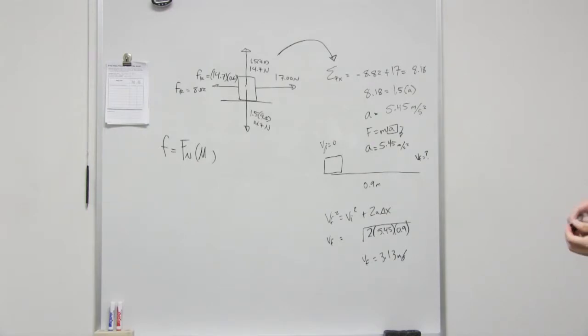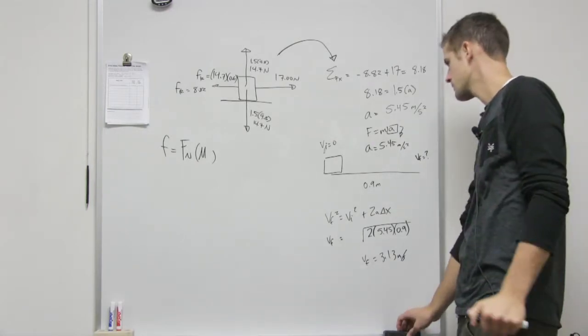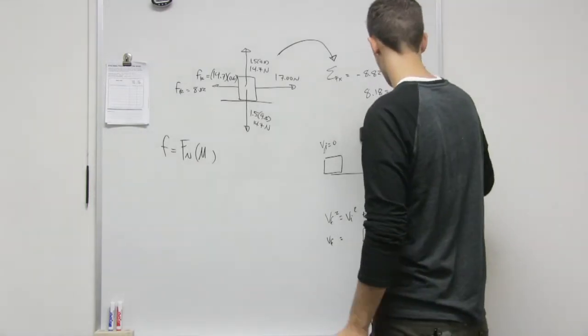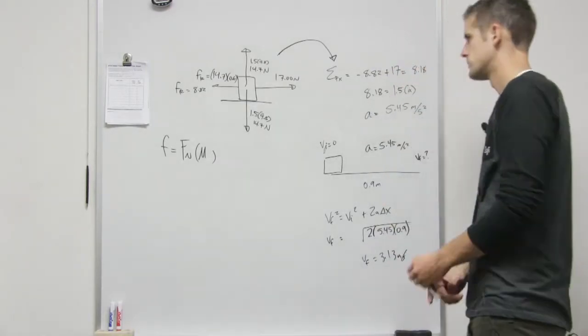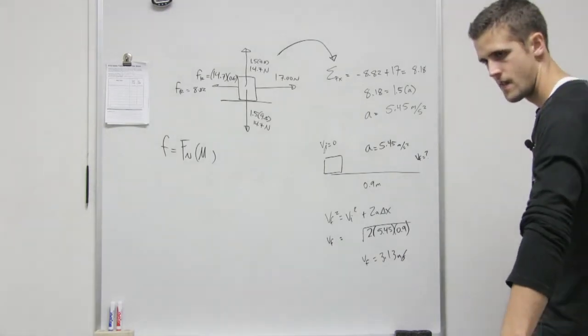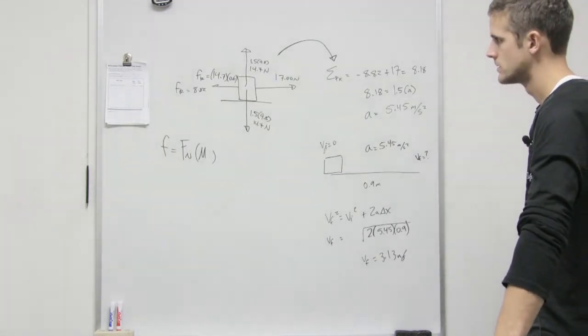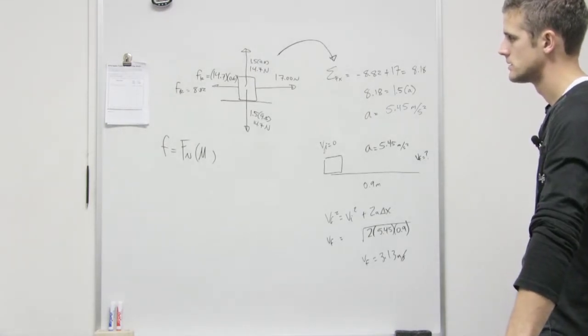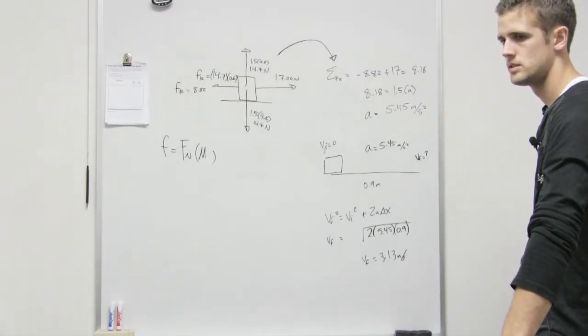So the next one is asking, if the string tension is 17 newtons and the table is coated with oil, what is the block's speed after moving 0.9 meters? So let's see, the coefficient of kinetic friction on lubricated steel is 0.05.